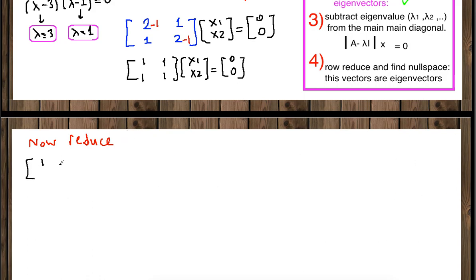So our matrix is 1, 1, 1, 1. So manipulate row 2, negative row 1 plus row 2. What we're going to get is 1, 1, 0, 0. So we did our row reduction. Okay, now we're going to convert this into equation. Here x2 is our free variable because there is no pivot here.